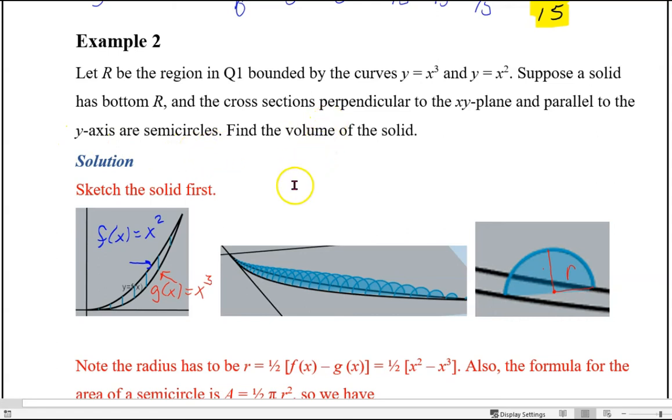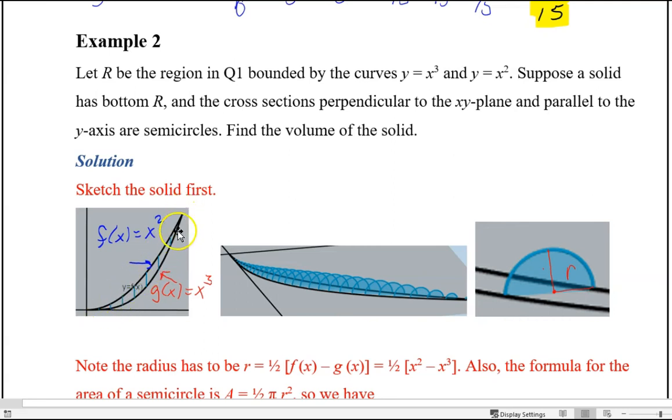In other words, our base is the area between x cubed and x squared, and our cross sections rising up off the xy plane are parallel to the y-axis and they're semicircles. Find the volume of the solid. It's a little hard to imagine what this one looks like. I guess you've got a semicircular tube running along this sort of crescent shape that we have right here. Let's take a look at the applet and see if we can enter this in.